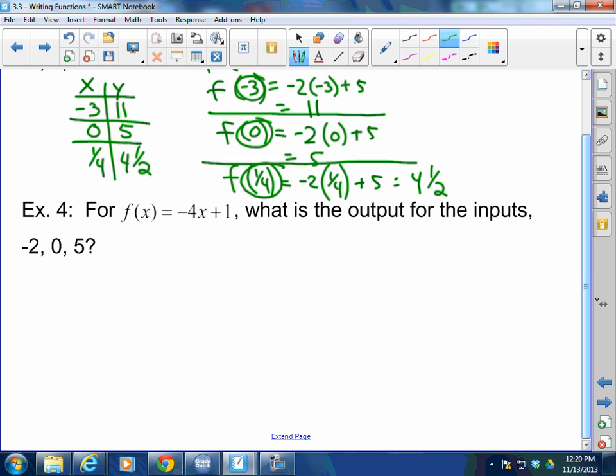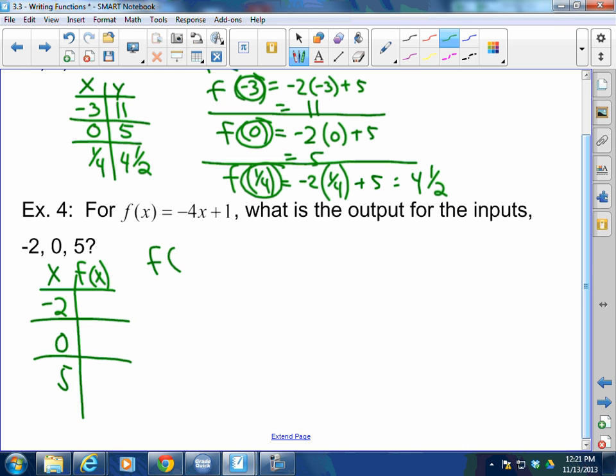I have function f of x, that means function f with independent variable x, and that equals negative 4x plus 1. I want to find the outputs for the inputs negative 2, 0, and 5. So I have my x and my f of x or y. When x is negative 2, 0, and 5, I want to find my f of x value or my y value. So f of negative 2, when x is negative 2, and I plug it in, I get 8 plus 1, which equals 9.